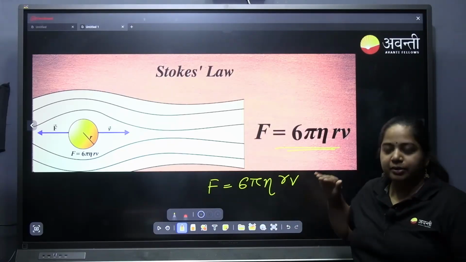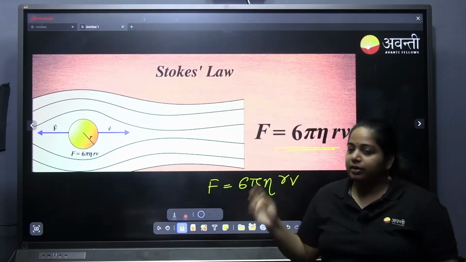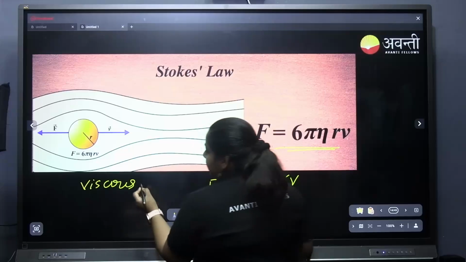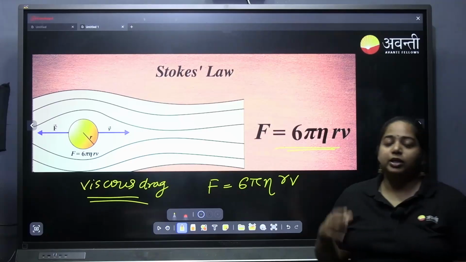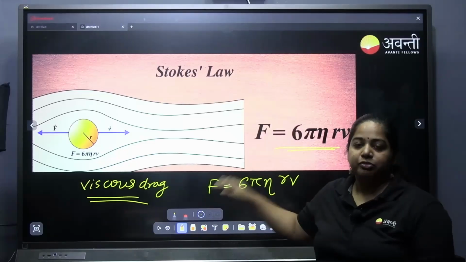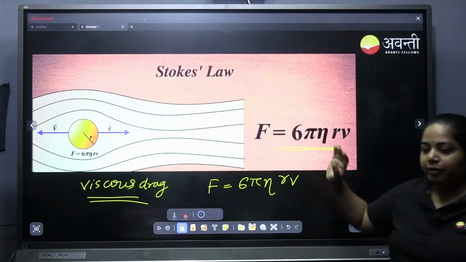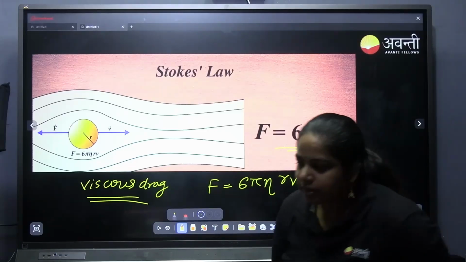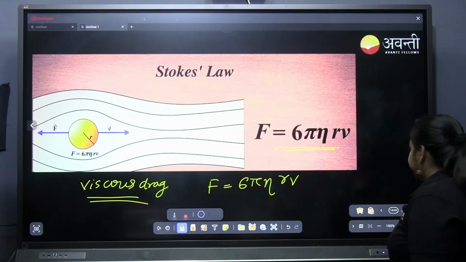You will get numericals from this formula only. They will ask what is the viscous drag experienced by the object. Then it means that you have to find this resistive force because of viscosity. Any doubts? Just note this formula. You have to learn this formula by heart. Is there any doubt? Okay, so we will move on.